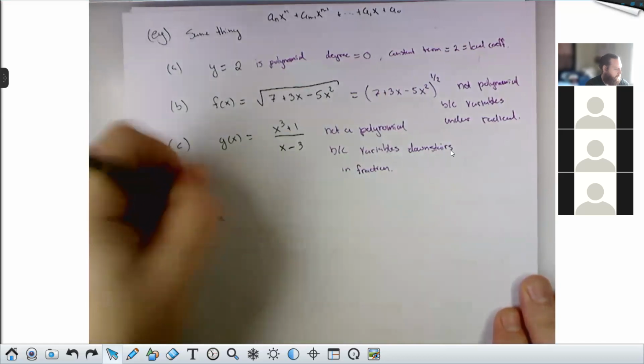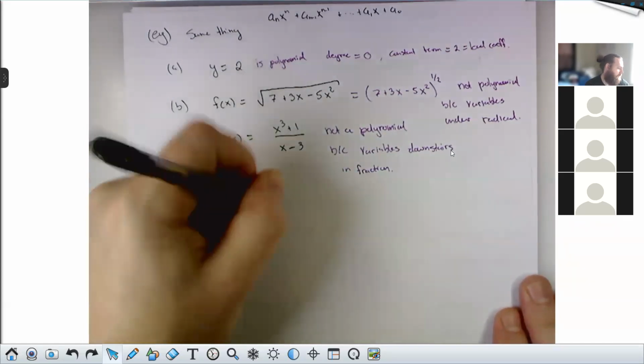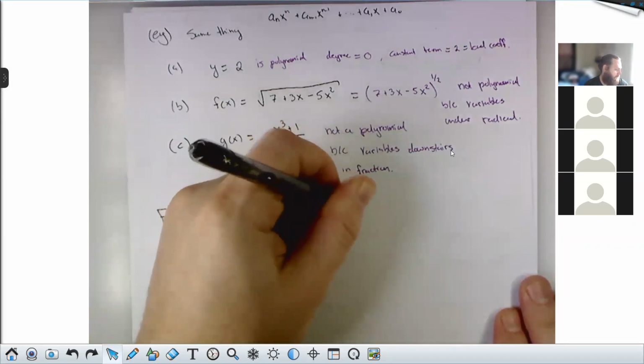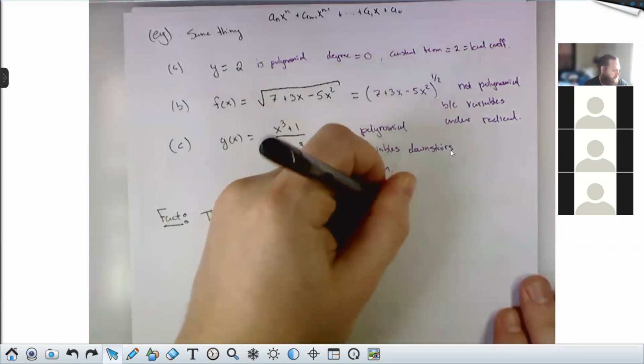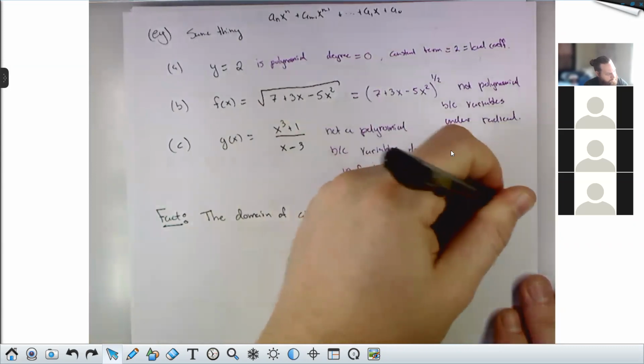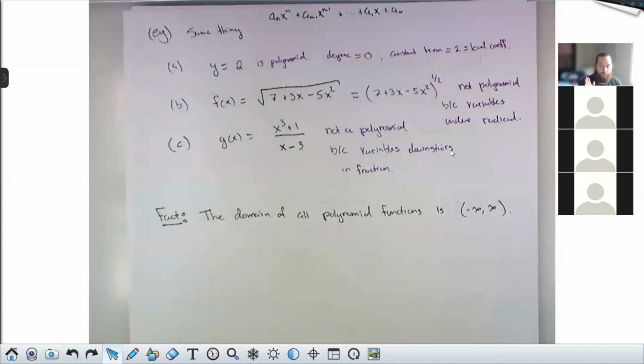The domain of all polynomials is negative infinity to infinity. And what this means is if your function has any domain red flags, right? We talked about red flags. The red flags we had were variables under a radical and variables downstairs in a fraction. If your function has any domain red flags, then it's automatically not a polynomial, because polynomials must have this domain.